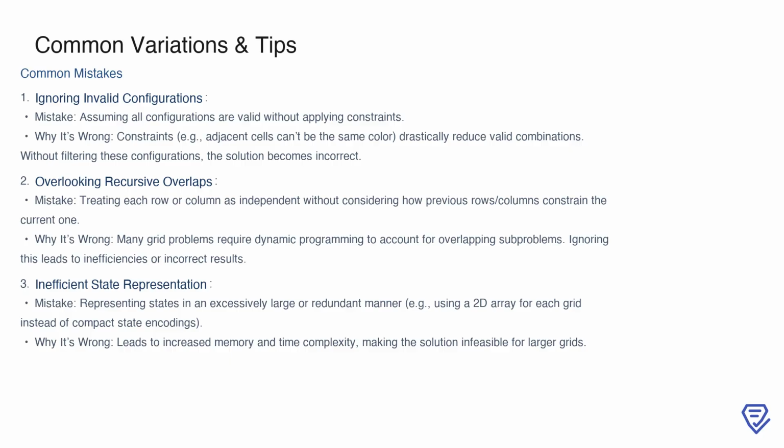Next, overlooking recursive overlaps can be problematic. Each row or column in the grid is not independent; they're constrained by the configurations of previous rows or columns. This dependency means you'll often need dynamic programming to manage overlapping subproblems effectively.